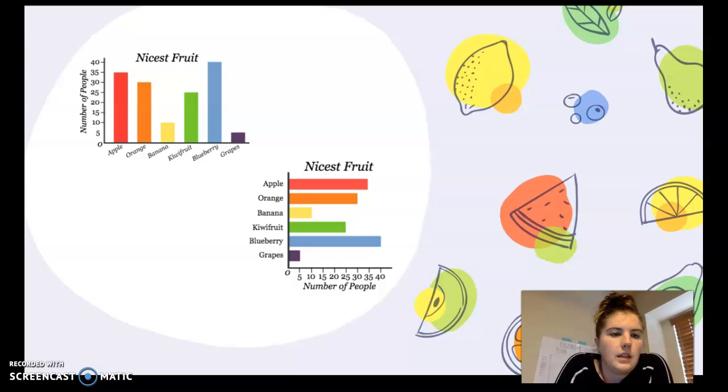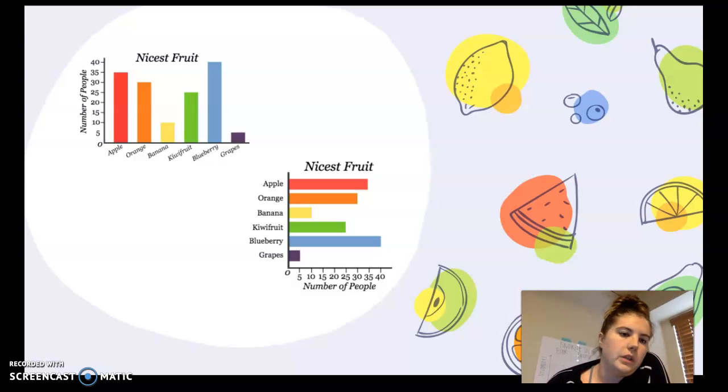Here you can see that on the first bar graph that we have on the left-hand side, this one is representing the number of people and the different fruits that these people enjoy. The bar graph on the right-hand side is representing the same data, but you can see that this one is horizontal. You can put the categories on either side of the bar graph.